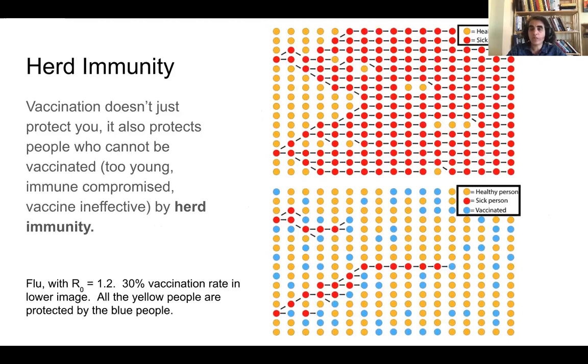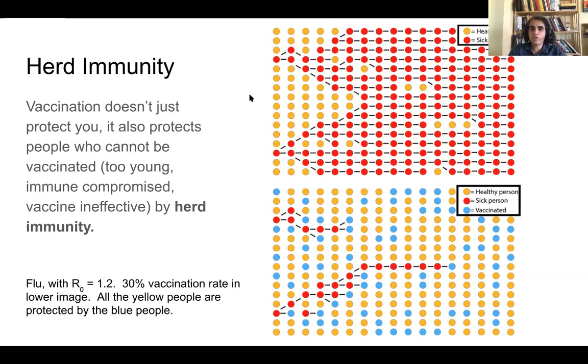And this is important because not everybody can be vaccinated. We can't vaccinate babies until their immune systems have developed enough. We can't vaccinate people who are immune compromised. Some vaccines become less effective over time. So as people become older, they might lose that protection without knowing it. But if we vaccinate enough people, if we hit that herd immunity level, then everyone is protected.